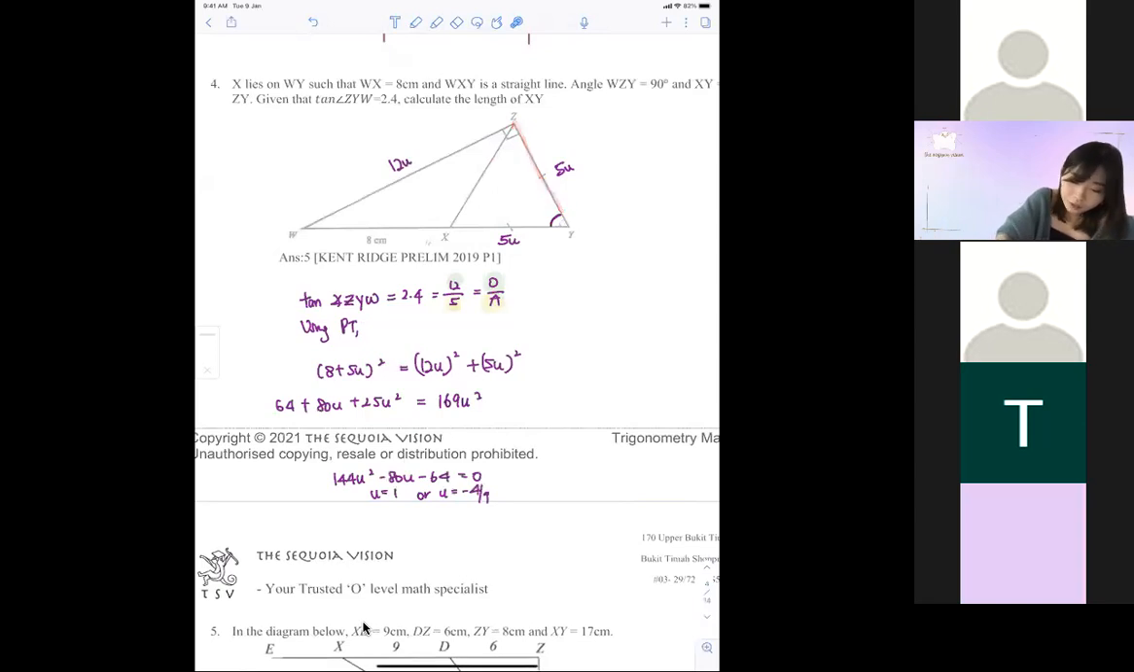Unit cannot be negative. Your length cannot be negative. You reject. So u is equals to 1. Therefore, XY is 5u, your u is 1, so just 5. Okay, if you straight away say that XY is 5, even though your answer is correct, you won't get the mark because the teacher will know that you are just lucky, you're just guessing. So you must show the working that you let it be u first and then prove that u is 1.